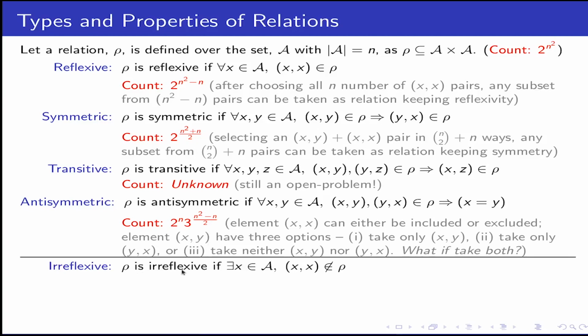So I say that rho is irreflexive when I put a not here. So what does this logically mean? As we have already studied, for all x will become there exists, and this not will be put up here. So there exists x in A such that xx doesn't belong to the relation. So what does it mean? It means that I left out one possibility of keeping xx. So either I left out 1 1, or I left out 2 2, or I left out all of them, but at least one I have left out. That means that the relation that you have constructed is irreflexive.